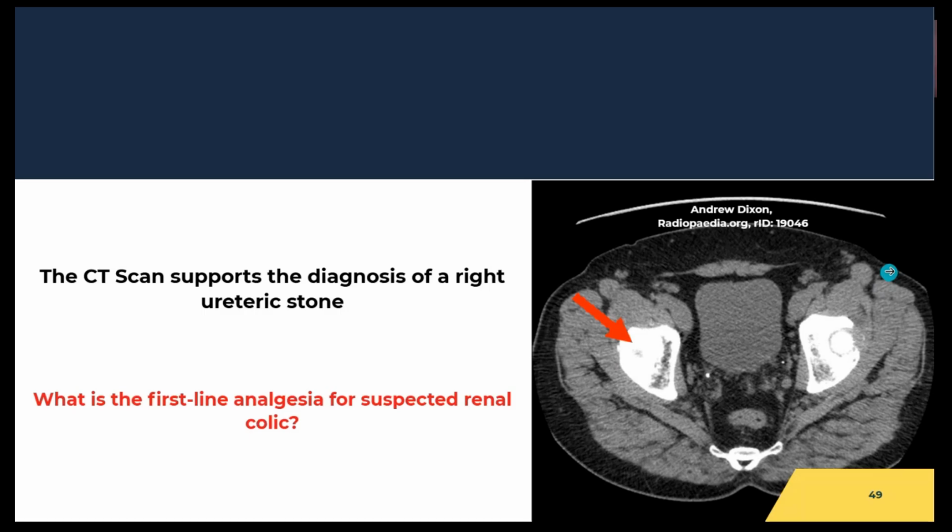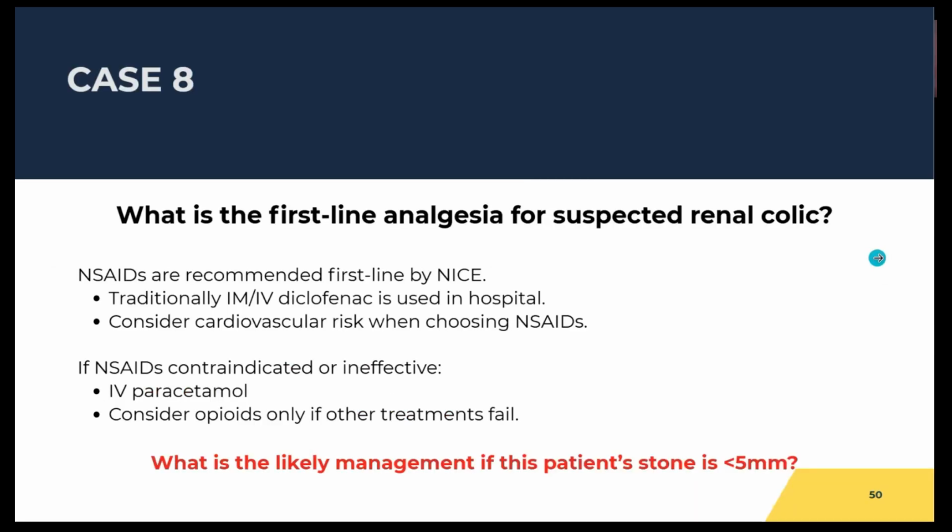Okay, so someone's mentioned diclofenac. NSAIDs are recommended first line by NICE. Traditionally, you give IM or IV diclofenac. You can also give PR diclofenac. Also consider checking the cardiovascular risk when choosing NSAIDs, because some NSAIDs are contraindicated, for example celecoxib. If NSAIDs are contraindicated or ineffective, you can give IV paracetamol, and you can also consider opioids only if other treatments fail.